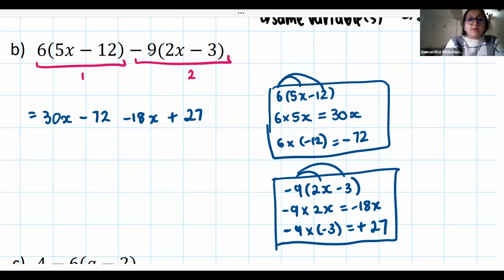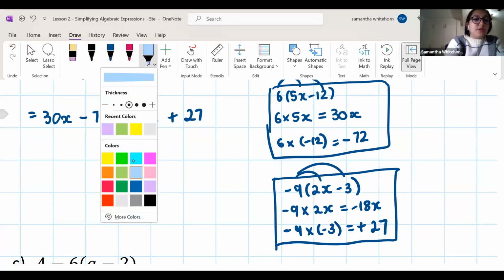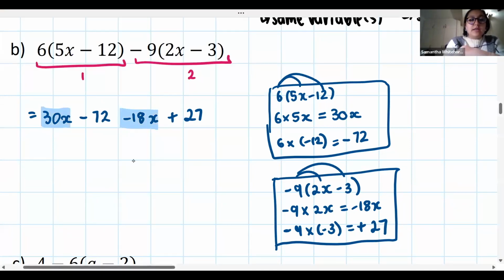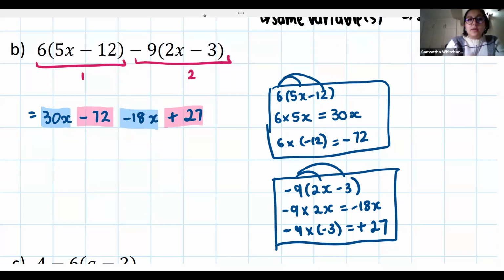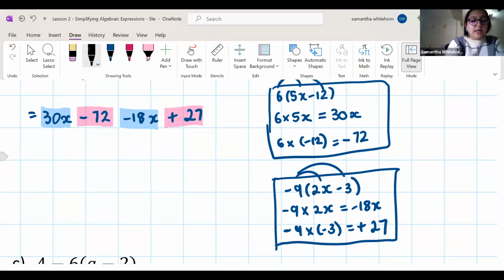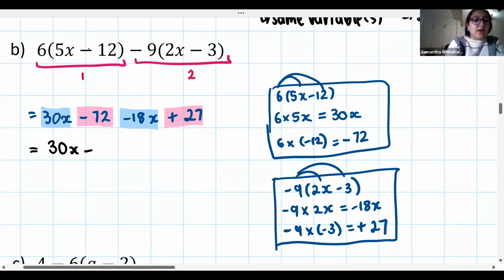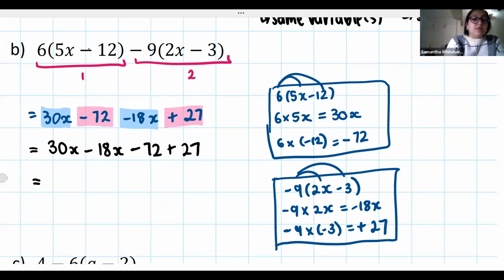Third step, identify our like terms. So we've got x terms, the 30x and the minus 18x. And then we've got constant terms. Those constant terms being negative 72, positive 27. If you need to, write your like terms next to each other so that you can add or subtract them easily. If you don't need to, that's also fine. It's up to you. Just make sure you remember all of the terms.